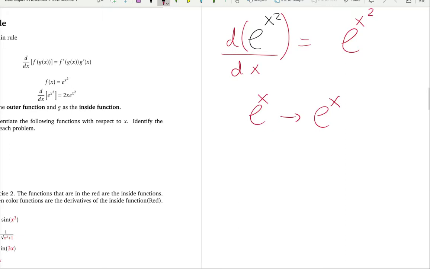Now you are done with the outer function, so you go to the inside function. The inside part is just x squared here, right? Differentiate x squared separately. The derivative of x squared is 2x. So multiply the derivative of the outer function that you got by the derivative of the inside function. This is the derivative of e to the x squared. So that is how we use the chain rule: differentiate the outer function, then go to the inside function, differentiate, and multiply both of them.